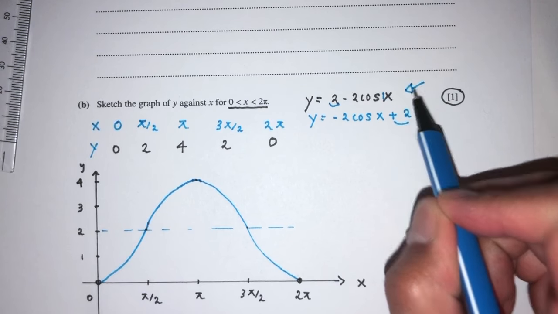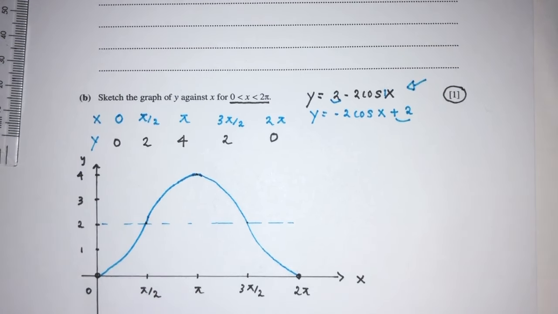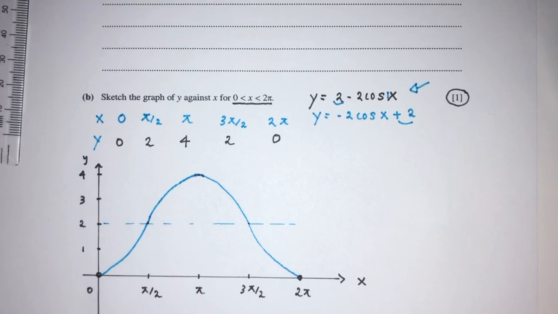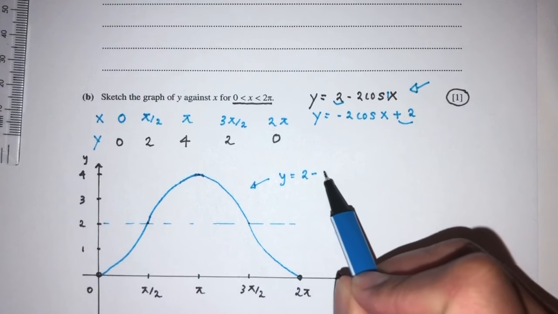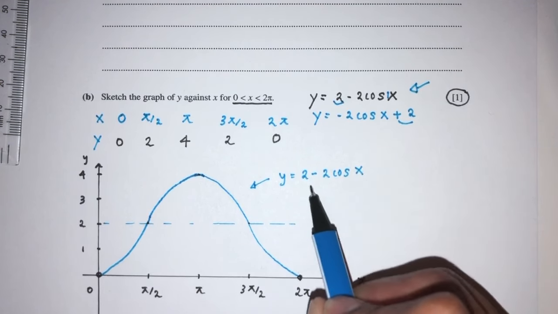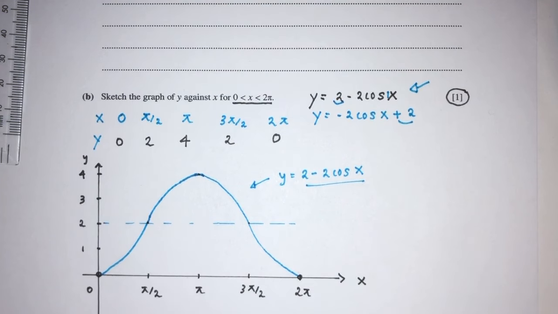Again, you can do this directly, but as always, I like to use a table of values so I can confirm the exact values for my curve. And label this as y equal to 2 minus 2 cos x. And this is your question number 4.